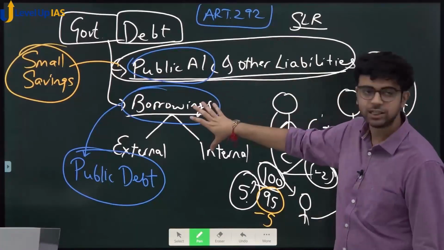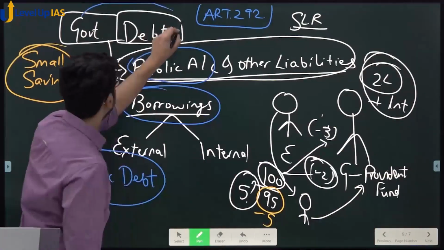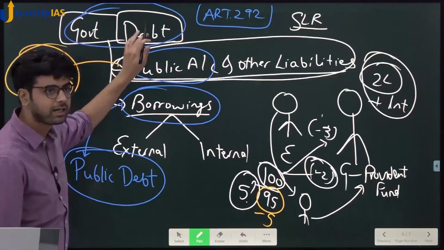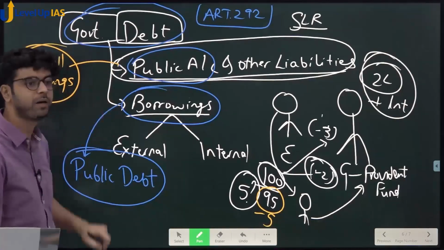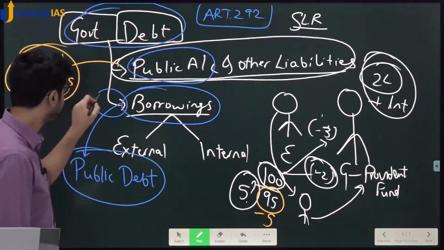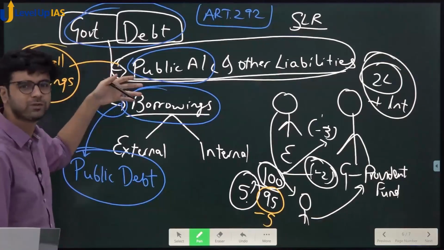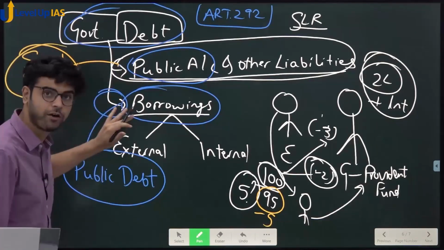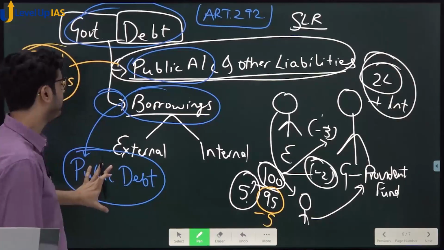The major share is borrowings. What do you think? Out of total debt, would this be a major figure or would this be a major figure? This would be much bigger than this. It is chota, small. Okay? This is your total main borrowing. So this is known as public debt.